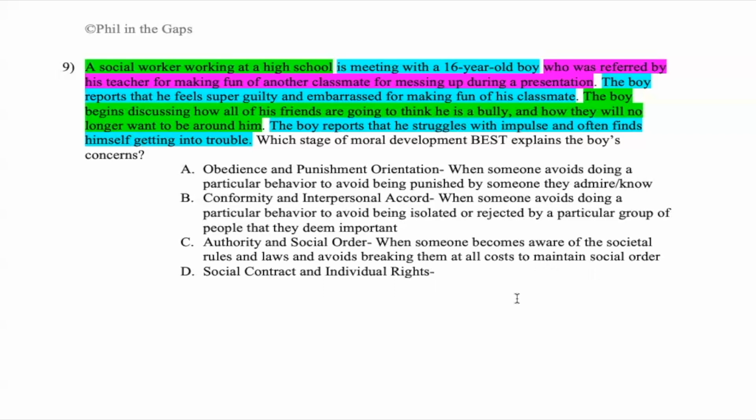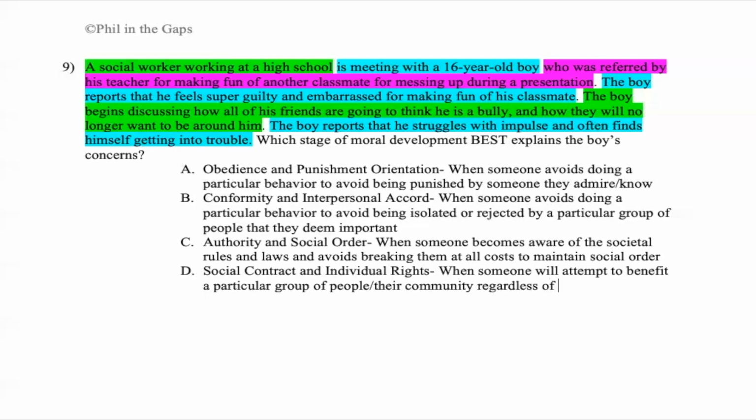D, social contract and individual rights is when someone will attempt to benefit a particular group of people or their community. So it's them writing a contract for the rights of particular individuals. And the key component is regardless of the rules and regulations set in place, they're ready to start writing their own contract. Let's look back at the question to see what we're looking at in particular.